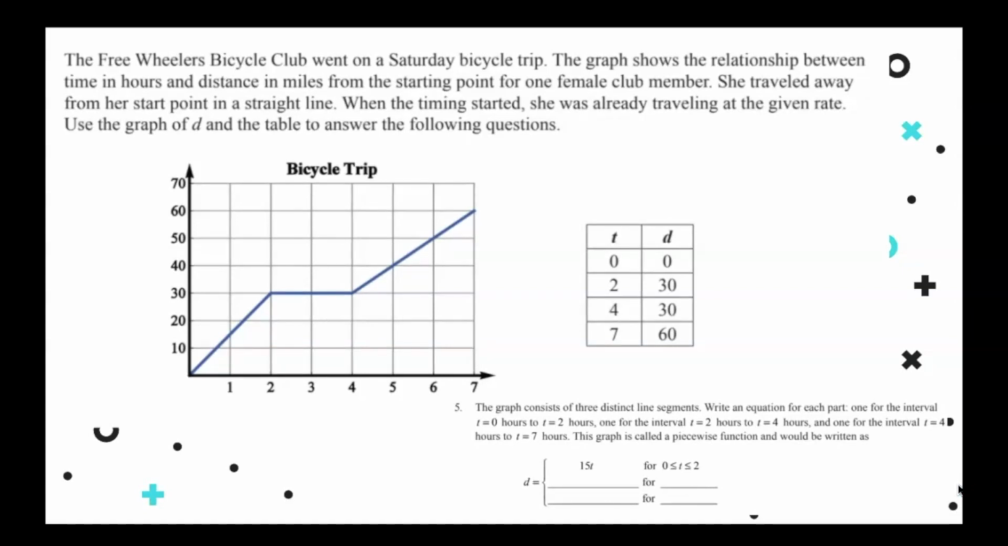In this problem, students are introduced to this scenario. So the graph shows the relationship between time in hours and distance in miles from the starting point for one female club member.